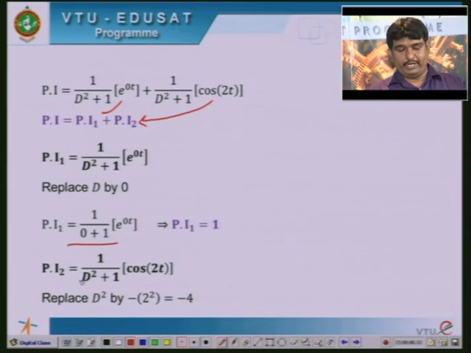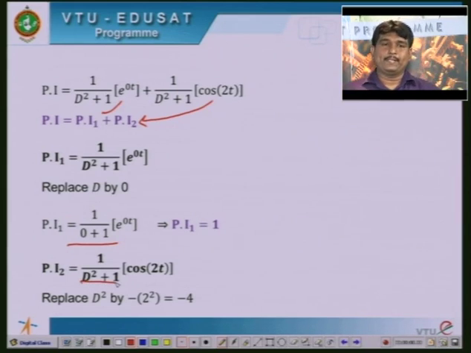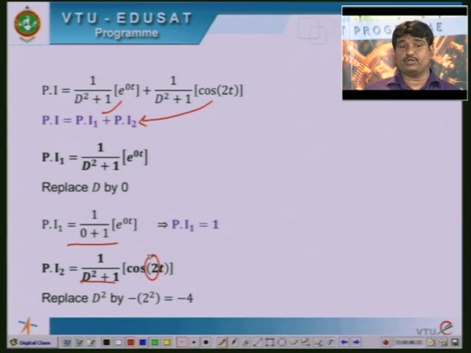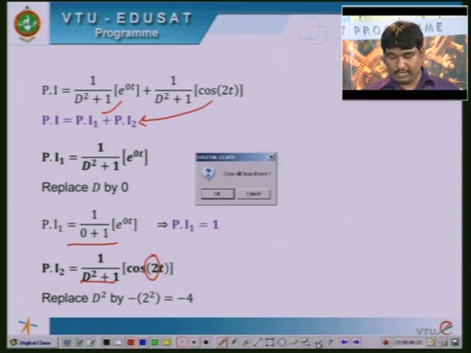PI2 is 1 by d square plus 1 cos 2t. You have to replace d square by minus a square. What is a here? a is the coefficient of t, a is 2. So, you have to replace d square by minus of a square, which is equal to minus 4.